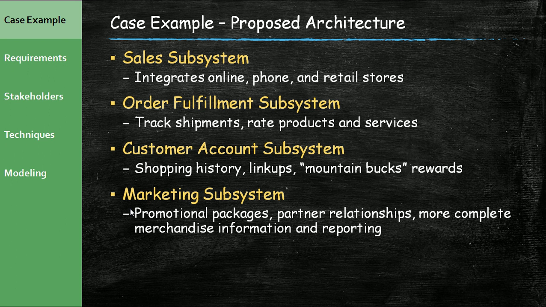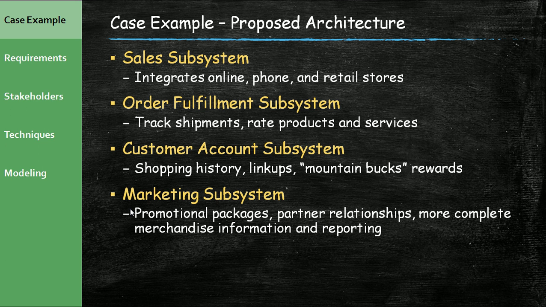So here are the 4 subsystems that perhaps we've identified. There would be a sales subsystem, an order fulfillment subsystem, a customer account subsystem, and a marketing subsystem. All of these together would create our new consolidated sales and marketing system. Our sales subsystem would integrate online, phone, and retail orders.